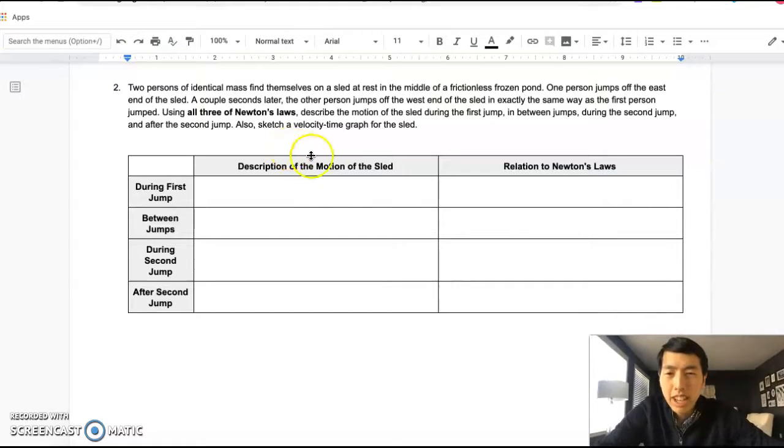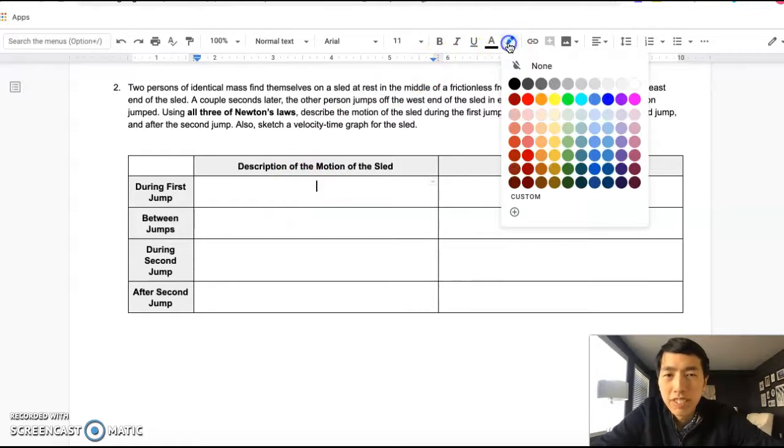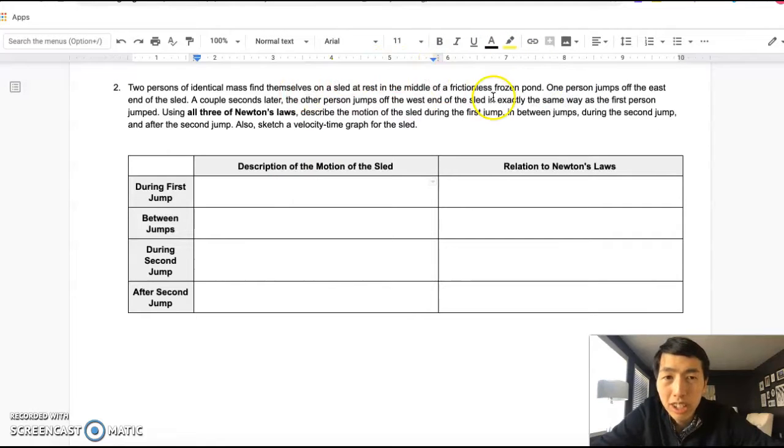Alright, we're back upstairs, and let's take a shot at this here. So, during the first jump, let me just highlight the directions here in the question. One person jumps off the east end of the sled. Okay, so that's the first jump. If the person jumps off the east end of the sled, that means the person went east. So the reaction force would be that the sled goes west.